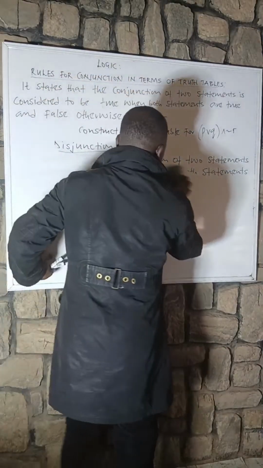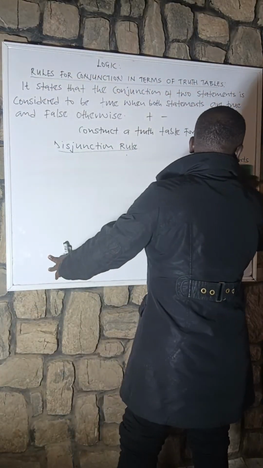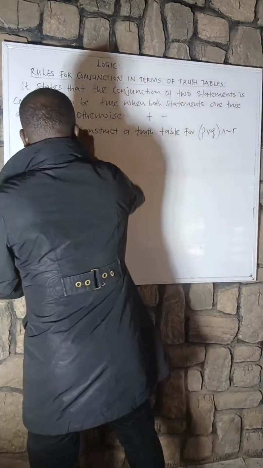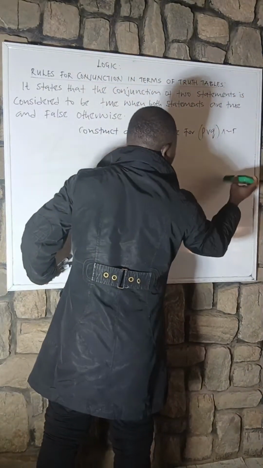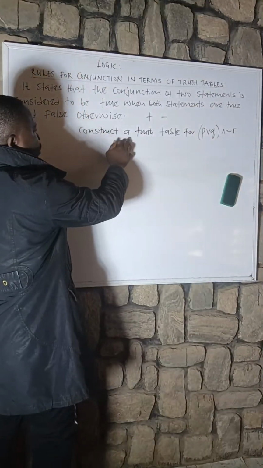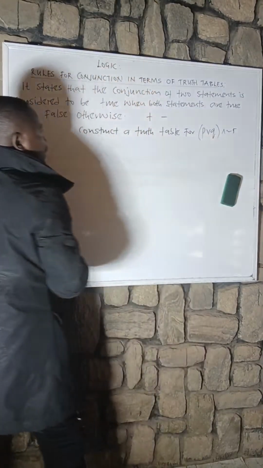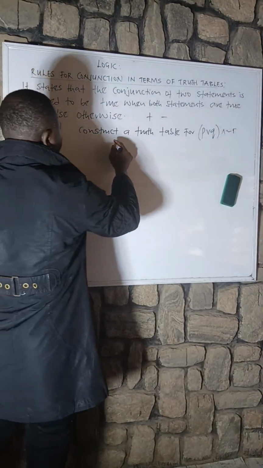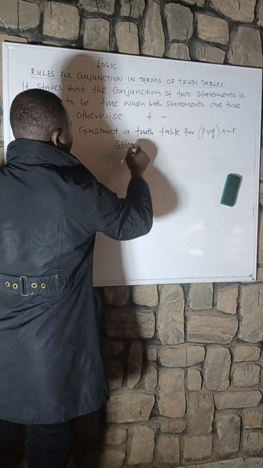Let us construct this truth table. Here is the question. It says construct a truth table for this. So let's write the solution.